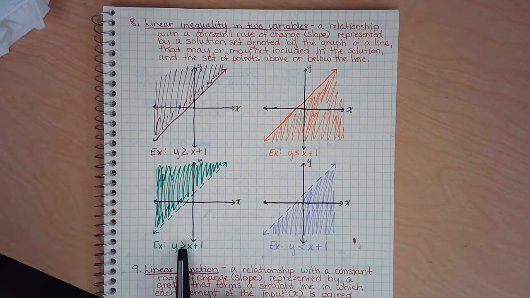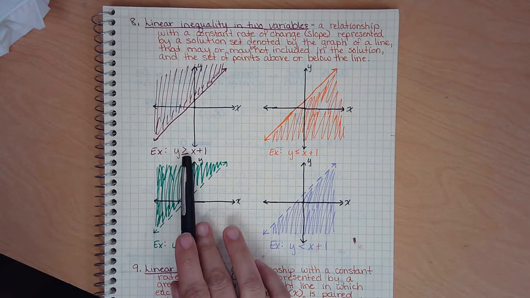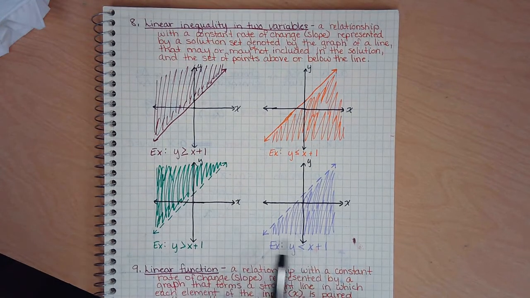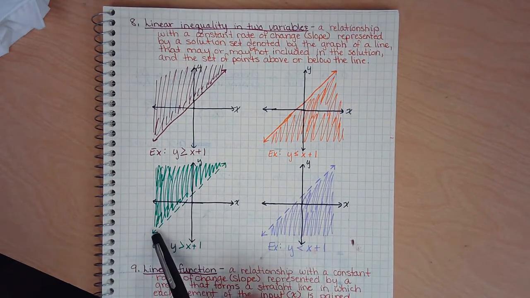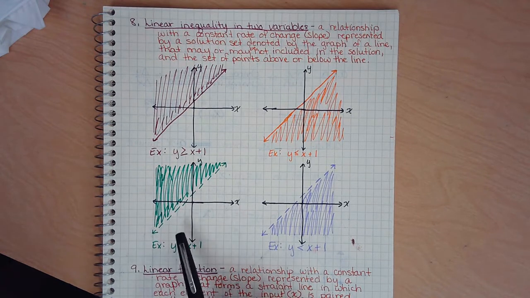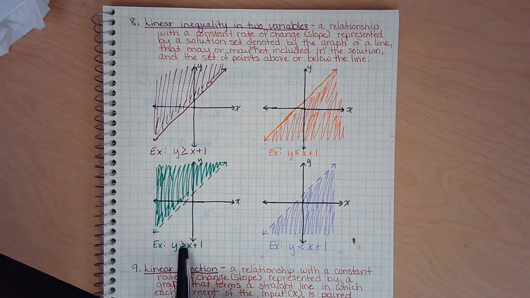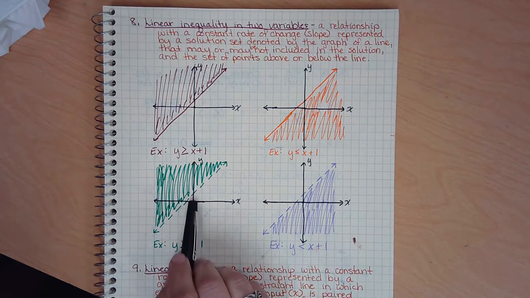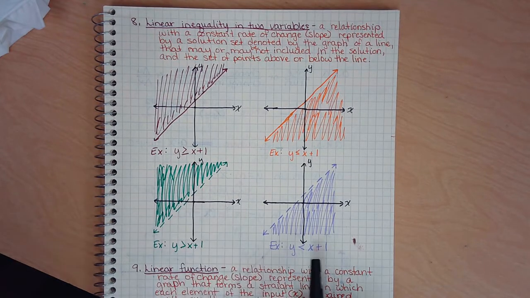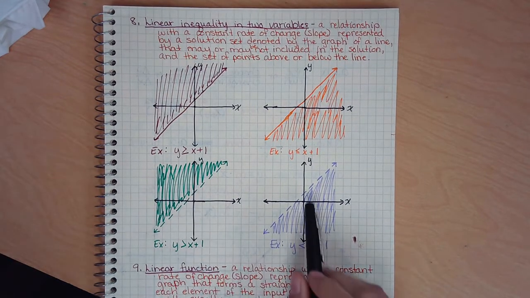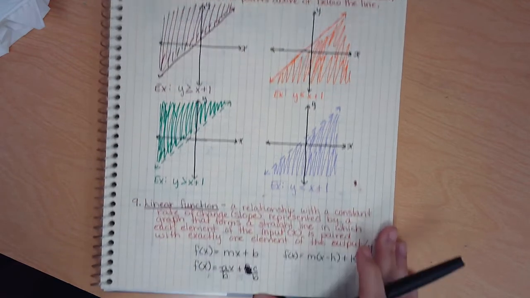If it does not have that little line under it, so this little line is not here or here, that means that my drawn line has to be a dotted line. And again, we use the same process. Is 0 greater than 1? Nope, so the center cannot be shaded. Is 0 less than 1? Yes, so the center has to be shaded.